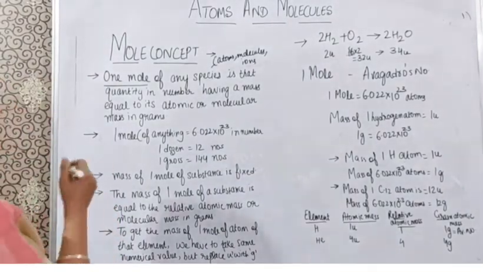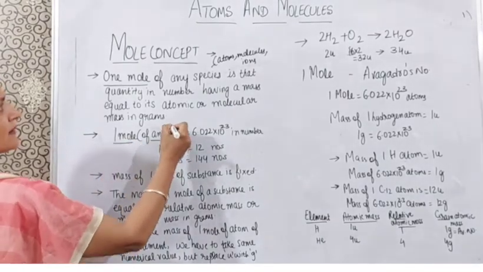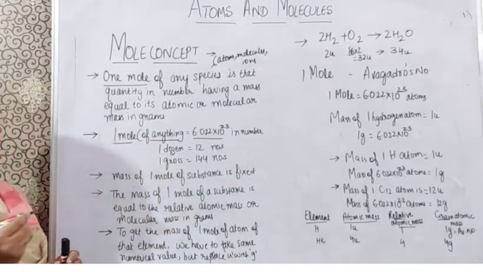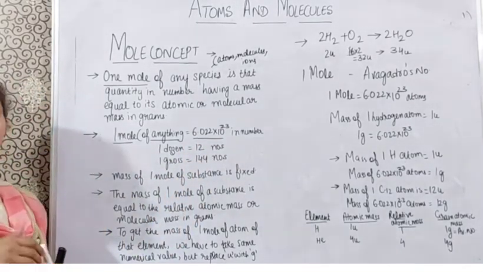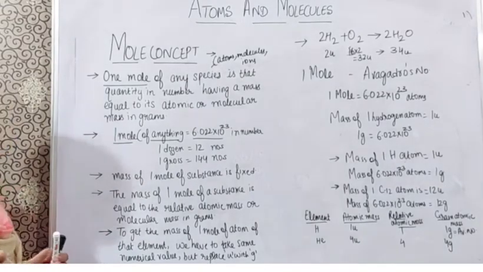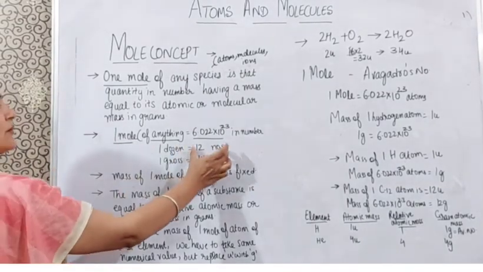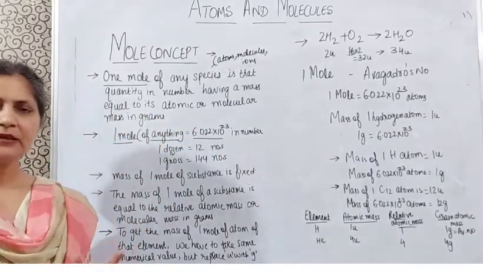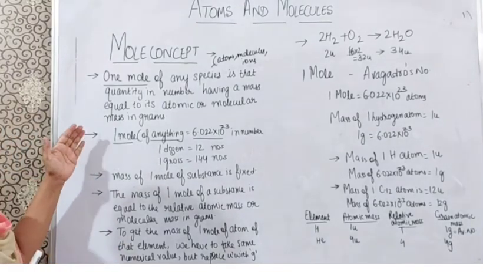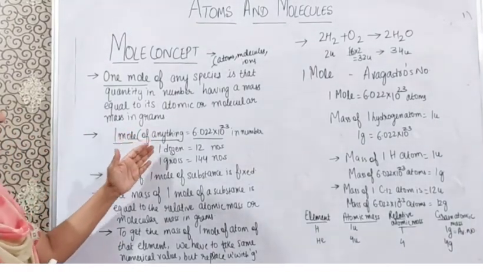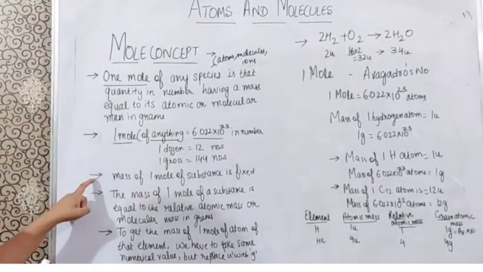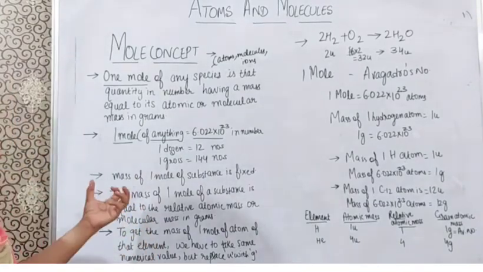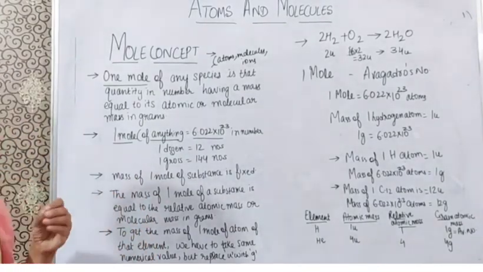Now students, we see that 1 mole of anything, like atoms, molecules, ions, is equal to 6.022 into 10 raised to power 23 in number. They can be atoms also. As 1 dozen is equal to 12 numbers, 1 gross is equal to 144 numbers. But the mole is more appropriate as compared to dozen and gross because the mass of 1 mole of a substance is always fixed. Mass of 1 mole of any particular substance is always fixed.